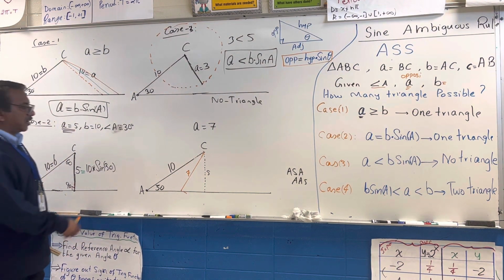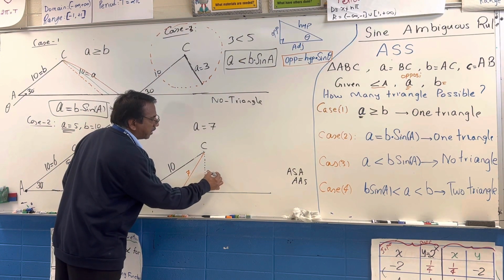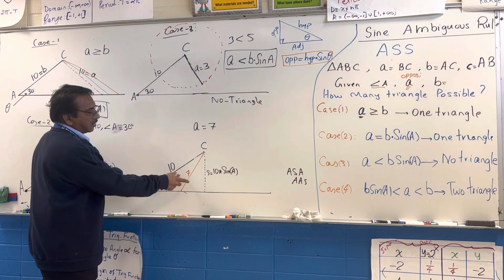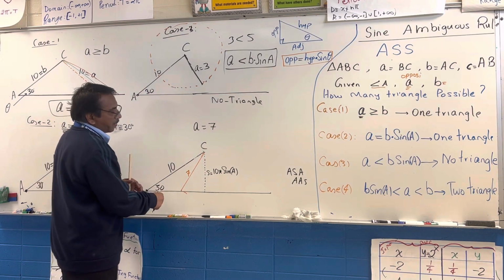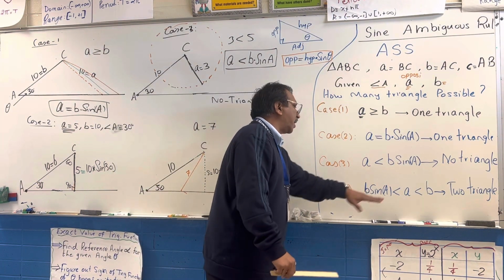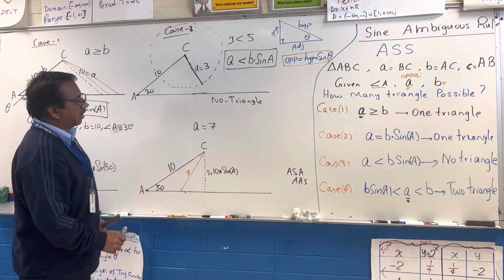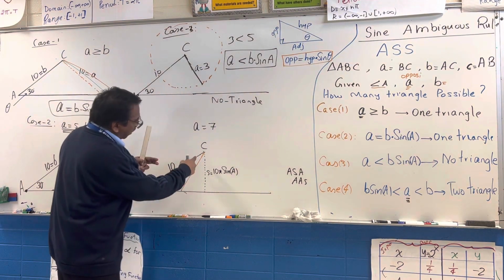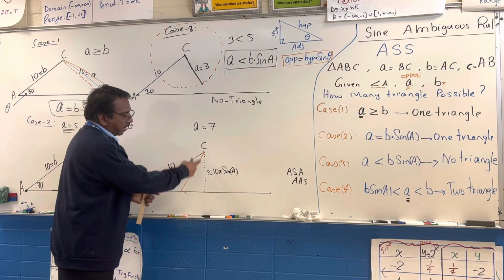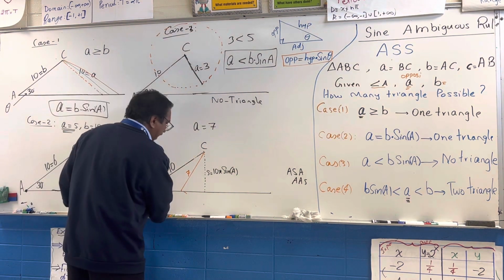So if A is 7, this distance is smaller than that one, which I'll write as 10 times the sine of the angle, right? So this 7 is greater than that and less than 10. And you can see case 4 is where B sine A is less than A. That means if the opposite side is smaller than the other side, and also greater than the orange side, which is 10 sine A, I hope that helps. So one triangle gets formed.